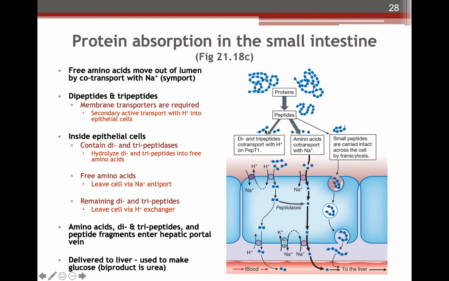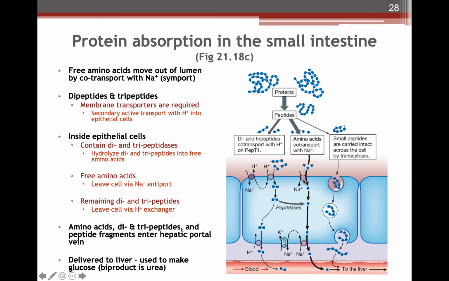These can fit through carrier proteins. So we've got 3 lanes or 3 options for getting protein subcomponents or molecules into the blood. And so let's go through this one right here. This is our old friend transcytosis going on here for the oligopeptides.